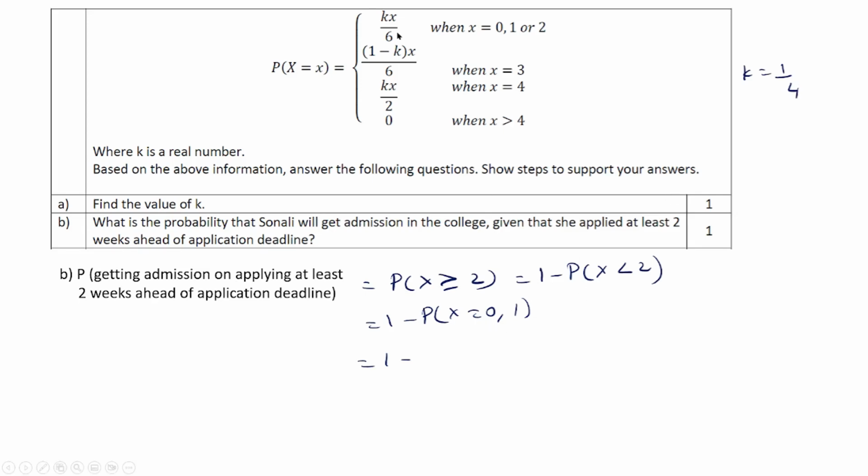So when x is equal to 0, this is 0. When x is equal to 1, it is k by 6. It is 1 minus k by 6. It is 1 minus, k is 1 by 4, 1 by 24, since k equal to 1 by 4. So this is, if we take LCM, it is 24 minus 1 by 24, which is 23 by 24. So this probability is 23 by 24.